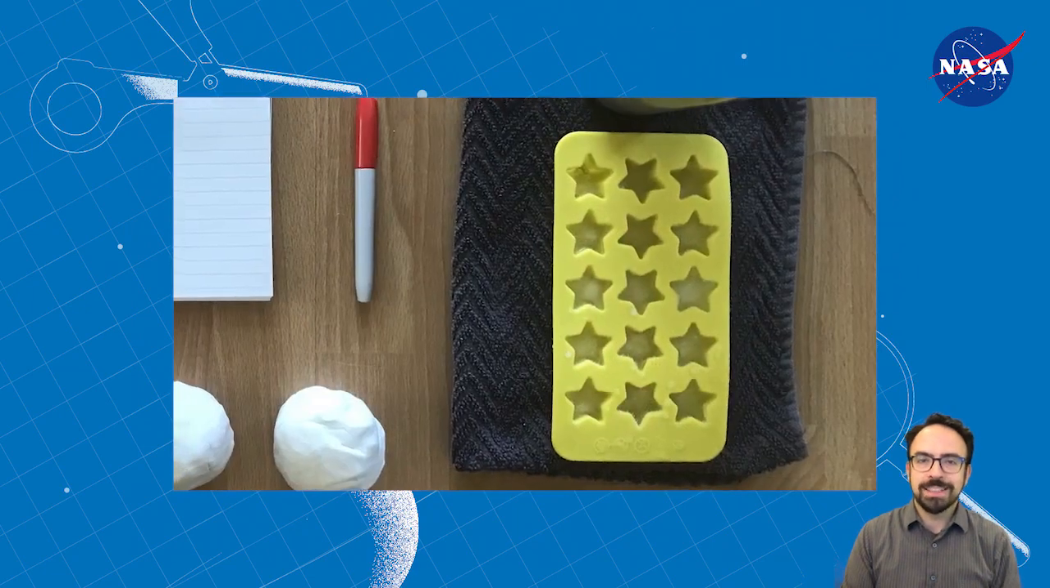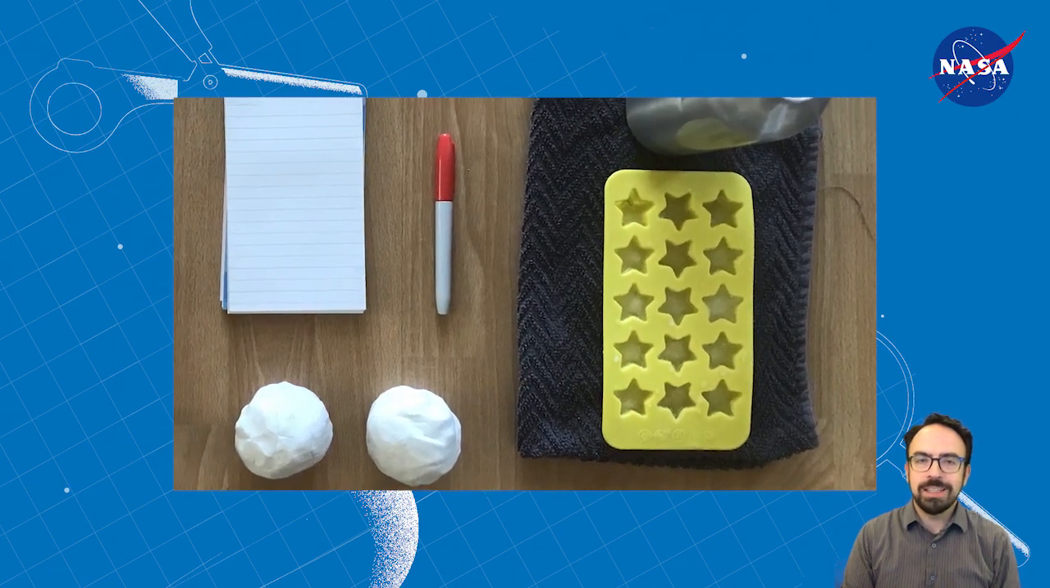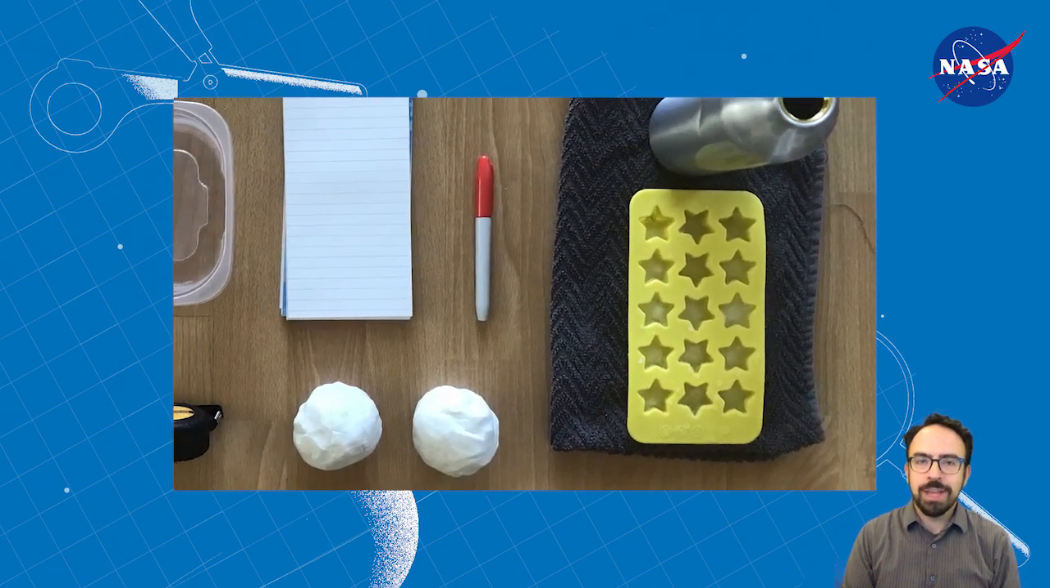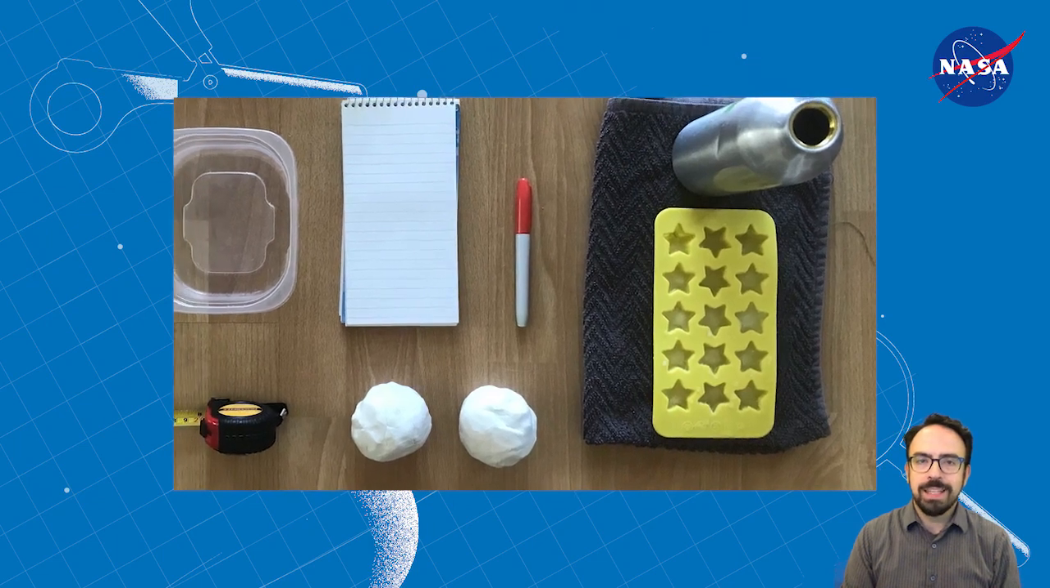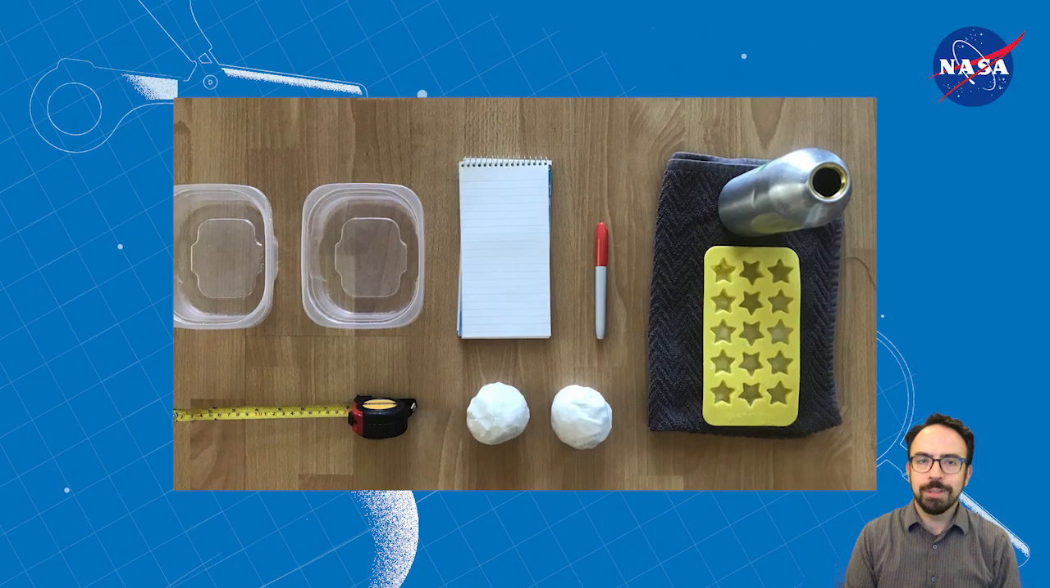That brings us to our next item, ice. Having a full tray of ice will be helpful. You might not need all of it, but if you have that much, that'd be great. Then get some cold water, a ruler if you have one, and a marking pen if you have one.